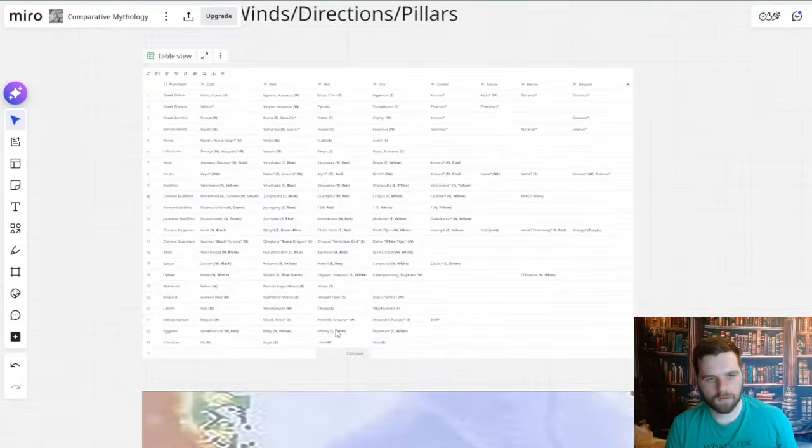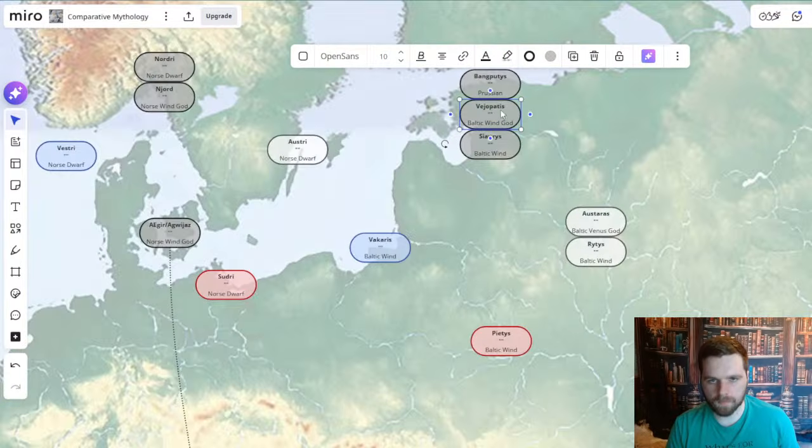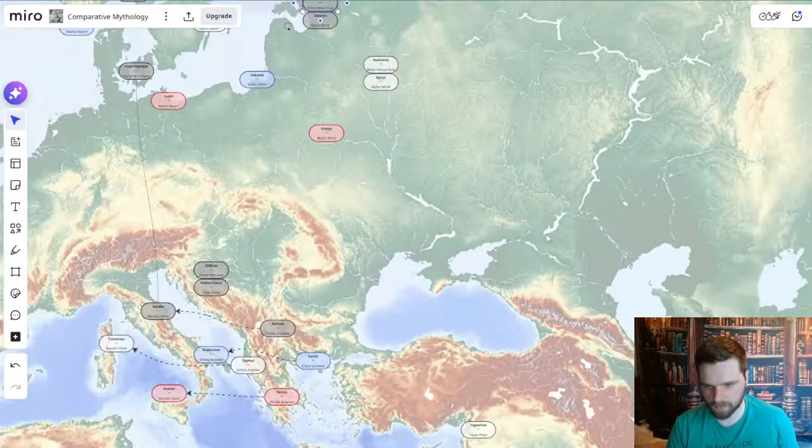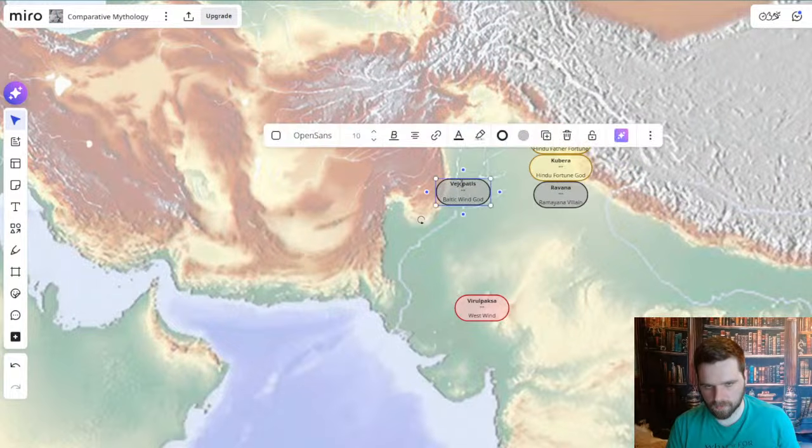Vayu in the northwest. I'm going to take it right from here. Vayopatis, we said the cognate. Also, Vayuvata is the Indo-Aryan northern wind god.